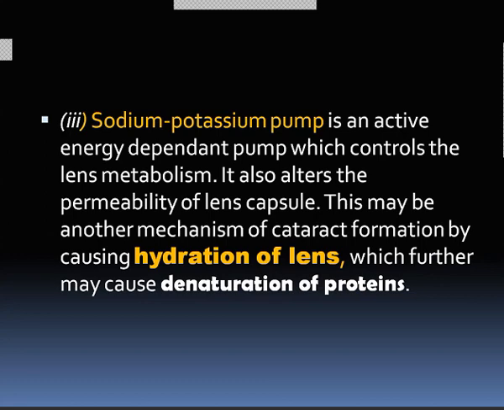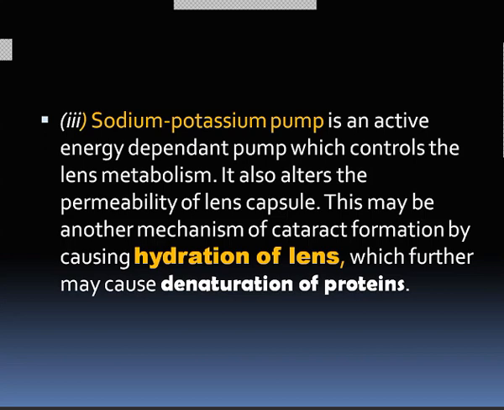Okay, then another cause is the sodium potassium pump implication. It is the energy dependent pump which controls the lens metabolism. Why? The lens does not have any blood supply. So what will happen? It depends upon the aqueous humor. So the nutrition should get in actively through the active pump, that is the sodium potassium pump. It also alters the permeability of the lens capsule.